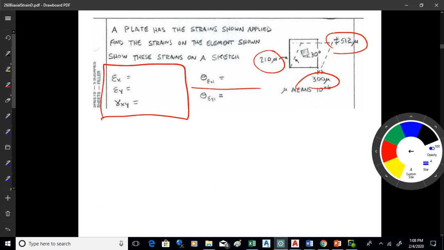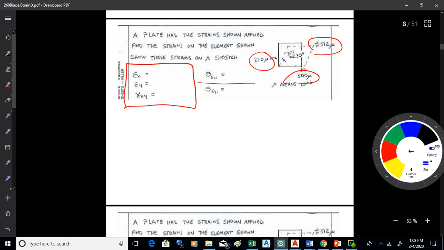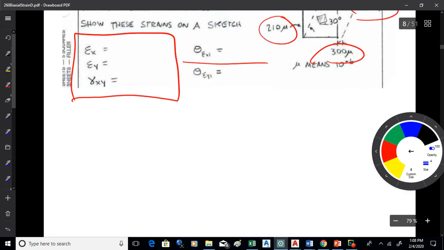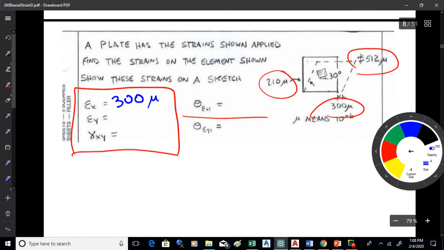All right, so what do we got? We got 300 times 10 to the 6. That's positive because that's getting longer in the x direction. In the y direction, though, that square plate that is initially square is now getting shorter, and that's negative 512.